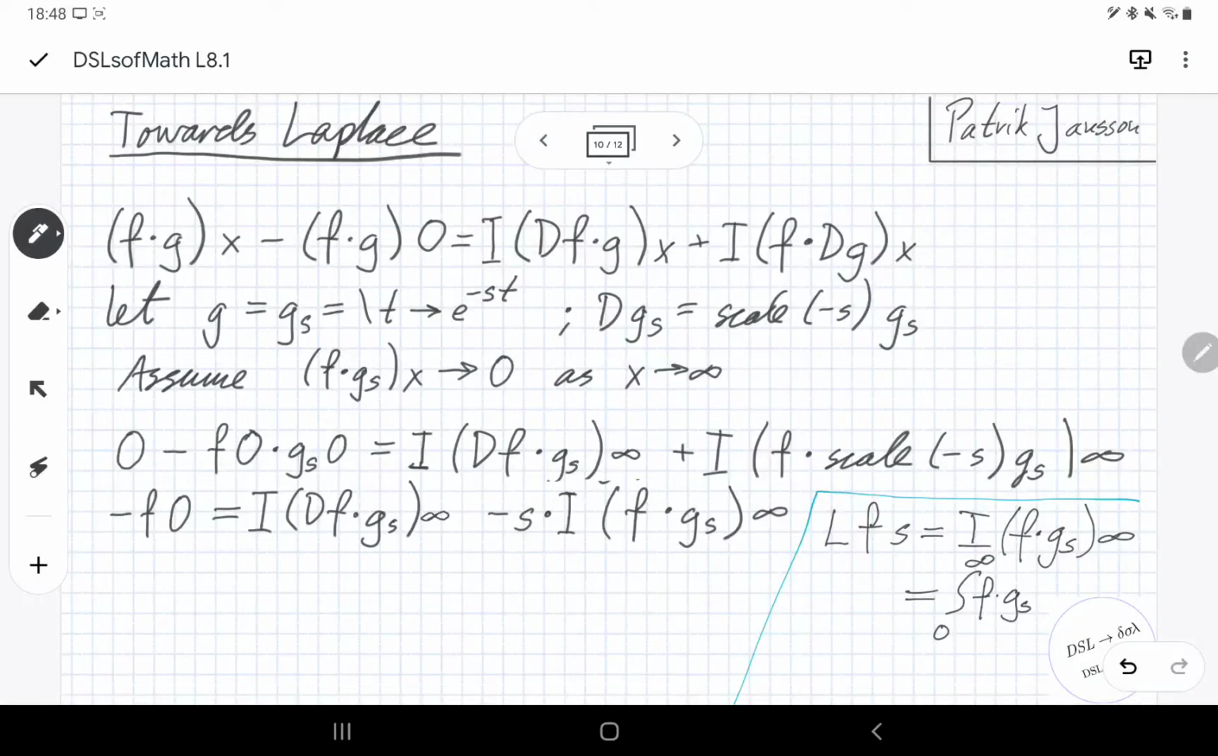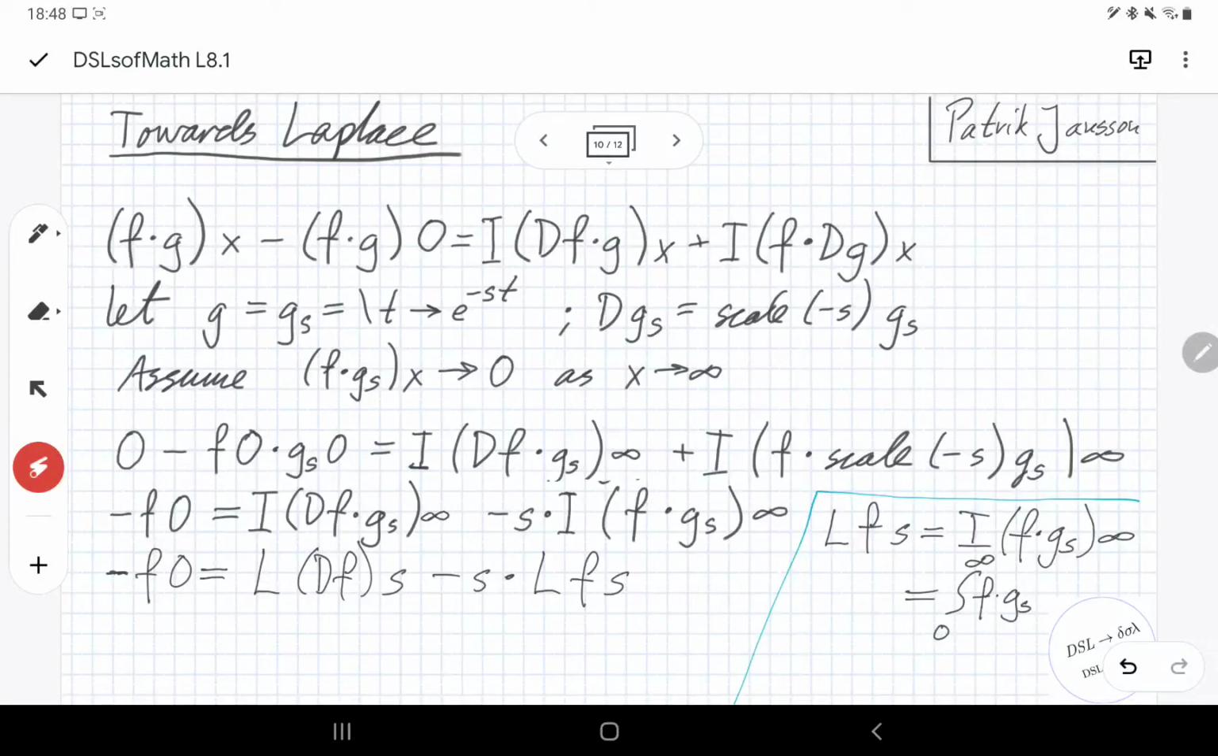So if we define this to be L, notice what L is doing. It's taking a function as one argument and s as another argument. Then we can notice that this is the same pattern. The only thing changed from here to there is that we have the derivative of f instead. So if we write up this equation once more, we say it's minus f of 0 equals Laplace of the derivative of f at s minus s times Laplace of f at s.